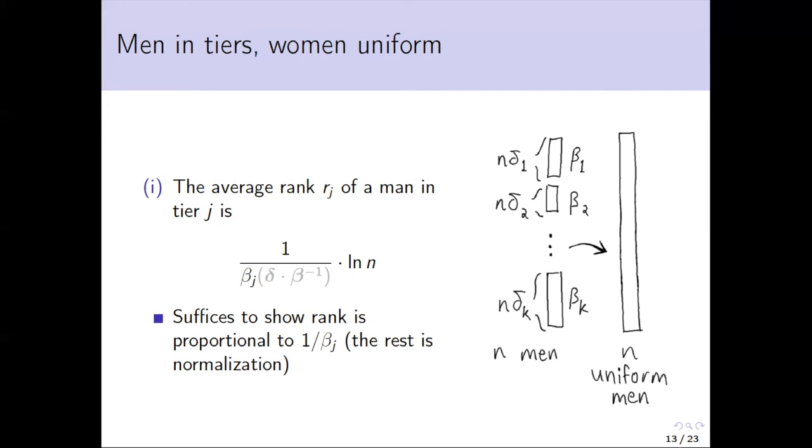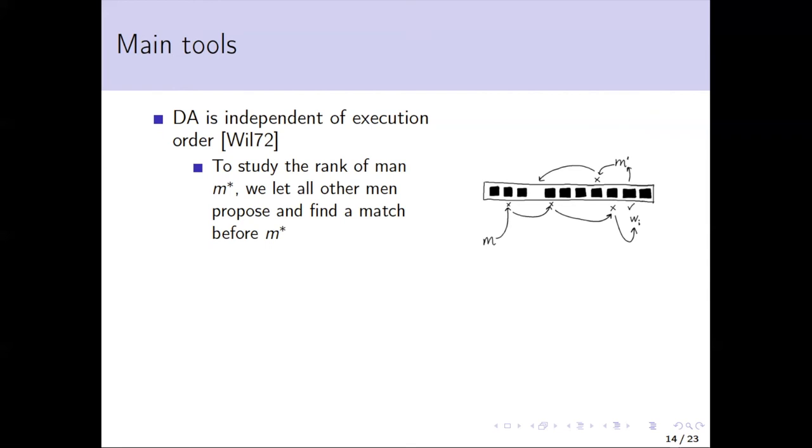Our main tool for studying this proof is that it is well known since the 70s that the deferred acceptance process is independent of the order of proposals. So if we want to study the rank of a man M star, we may just hold him and let all other men propose and find a match before M star does, and then let M star propose, possibly kicking out some other men who will eventually make proposals to the last woman.